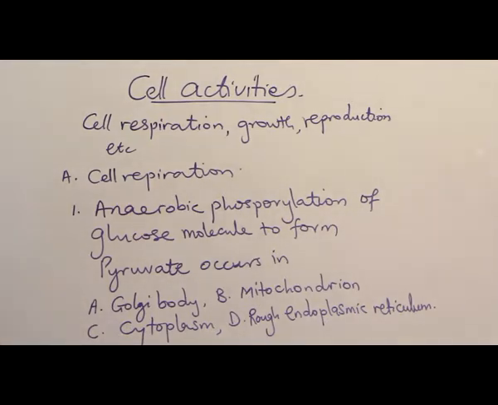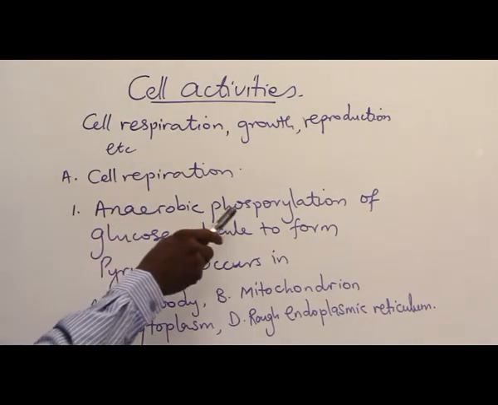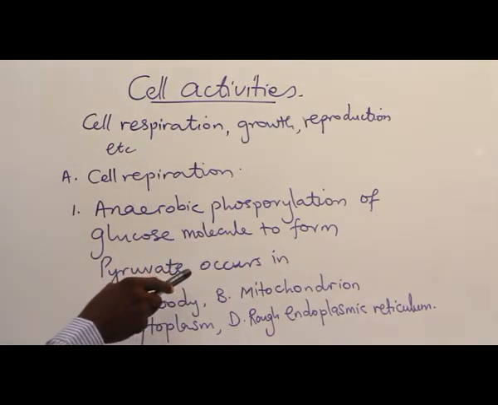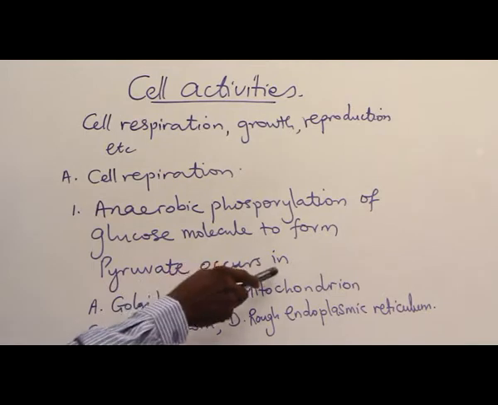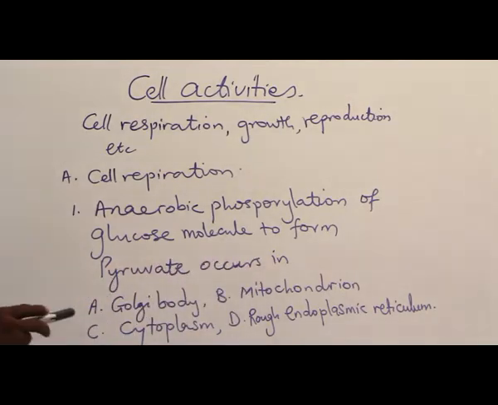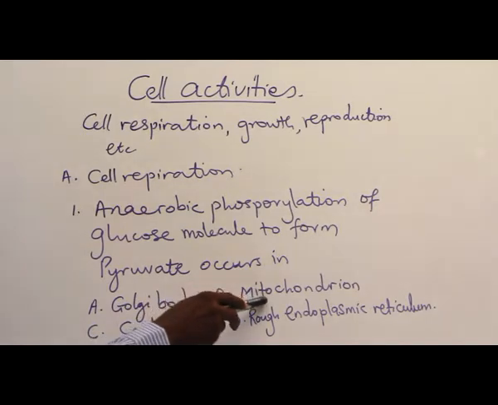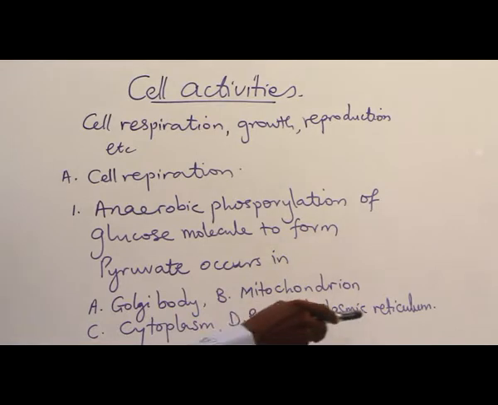Now let us see some questions based on this activity. Number 1, anaerobic phosphorylation of glucose molecule to form pyruvate occurs in which part of the cell? A, Golgi body, B, mitochondrion, C, cytoplasm, D, rough endoplasmic reticulum.